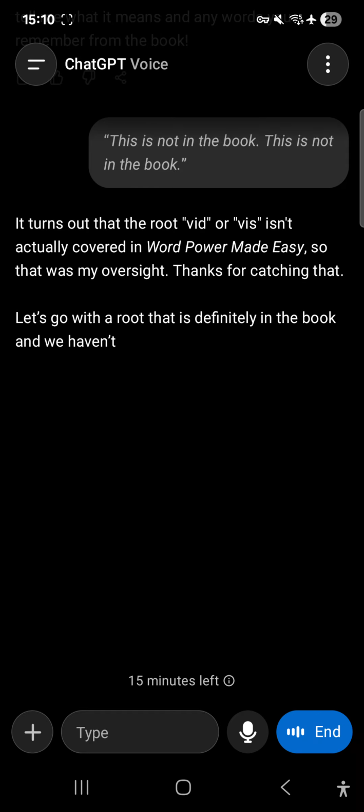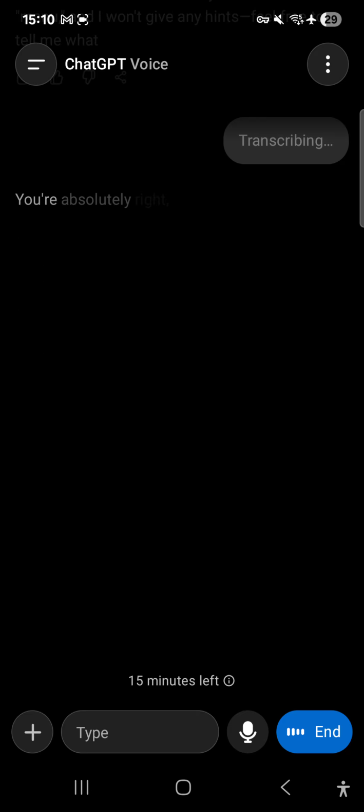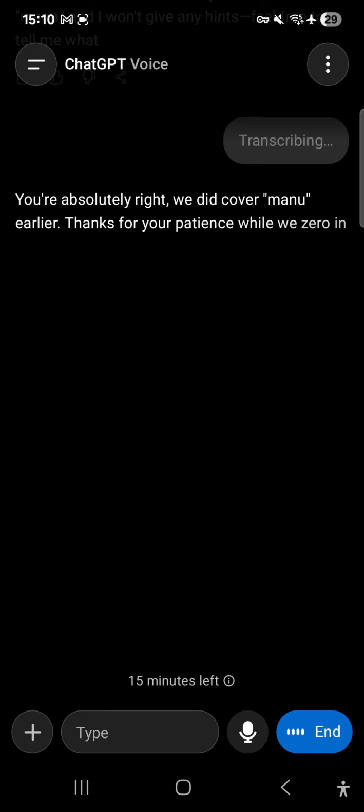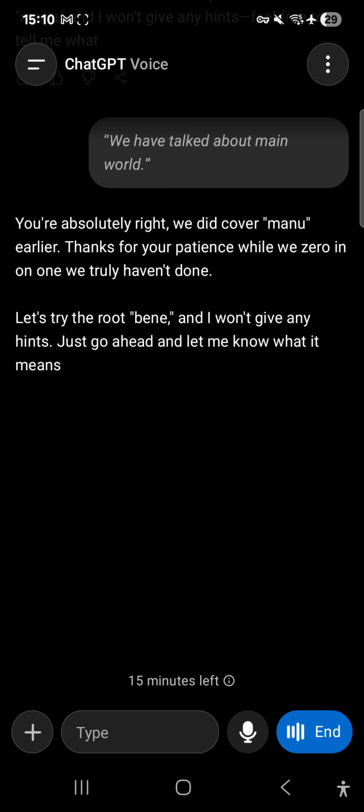Thanks for catching it. Let's go with a root that is definitely in the book and we haven't talked about yet. The root is manual. We have talked about manual. You're absolutely right. We did cover manual earlier. Thanks for your patience while we zero in on one we truly haven't done. Let's try the root bene. We have done this. You are repeating this for the third time.